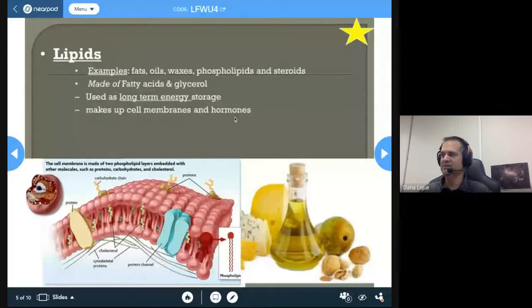And then hormones. It helps make up hormones. They don't have a true monomer per se, but they are made up of smaller subunits, which would be fatty acids and glycerol. So it's really easy to remember. If you can remember lipids include fats, and then you see fatty acids on an exam, that should tip you off that we're talking about lipids.